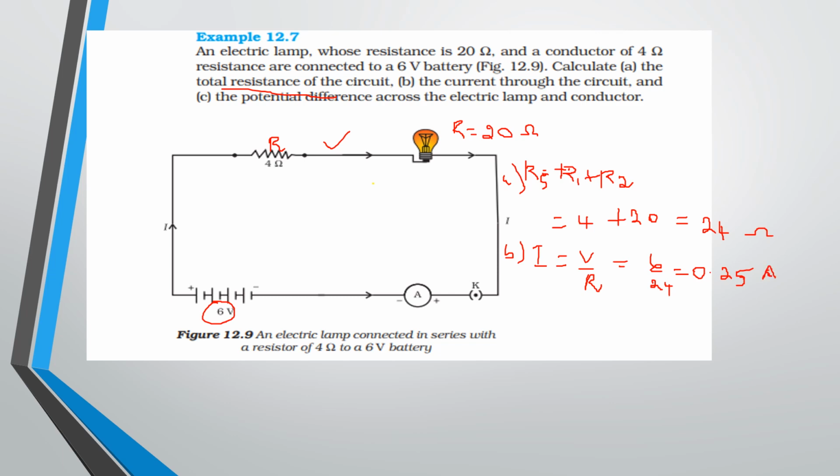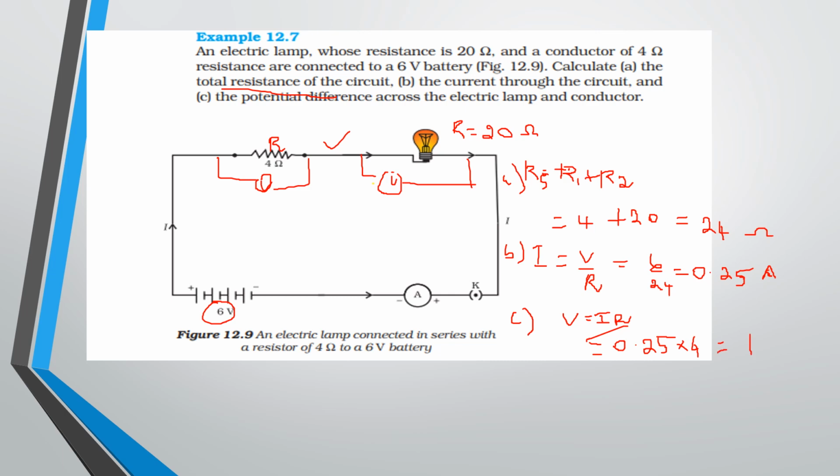And next, option C. The potential difference across the electric lamp and the conductor. Individually we're going to find it out, because the potential will vary across each individual resistor. First I'm going to find it for the resistance R equal to 4 ohm. According to Ohm's law, V is equal to IR. I is constant, so I is equal to 0.25. 0.25 into 4 ohm is equal to 1.